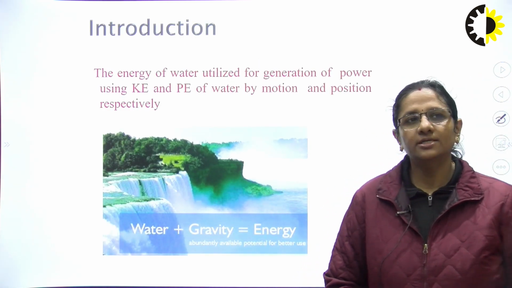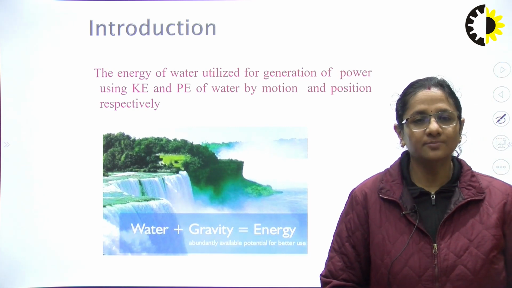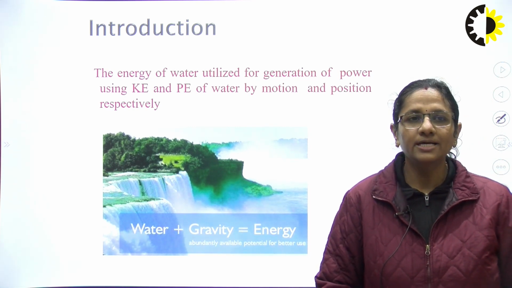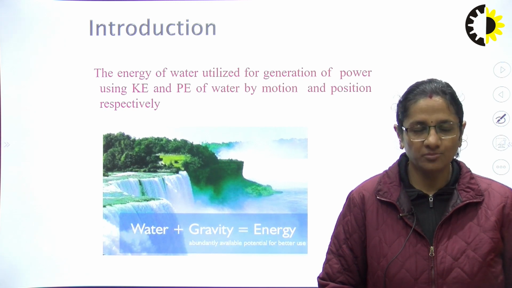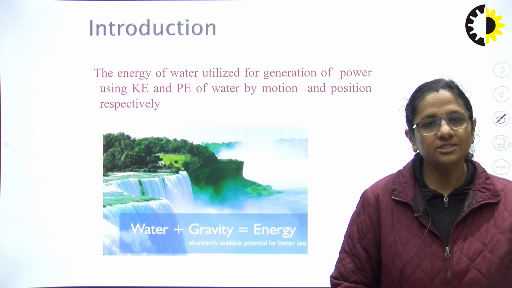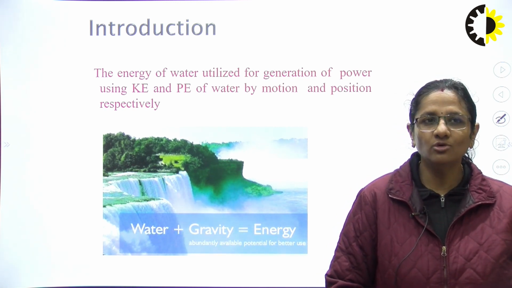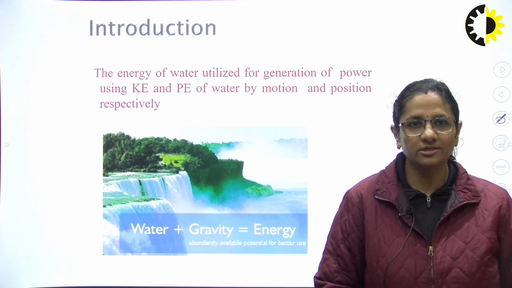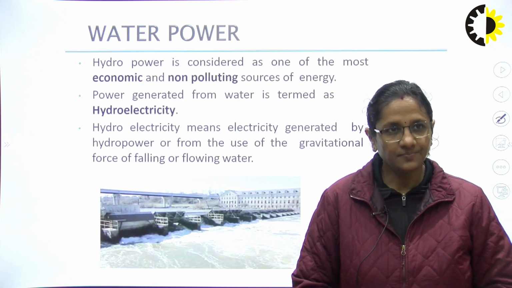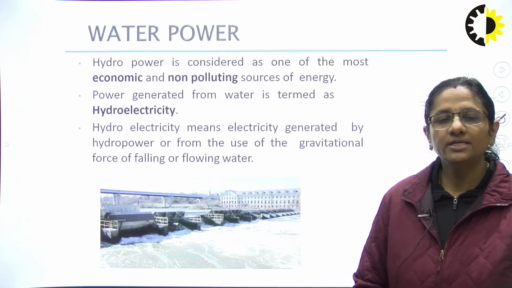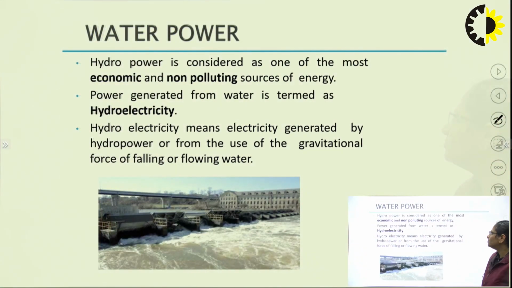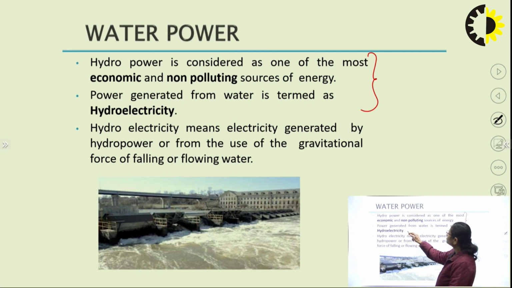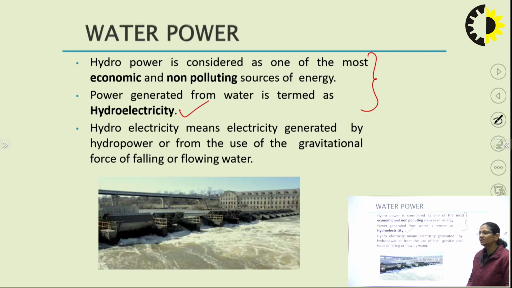Starting with the hydroelectric power plant. In hydroelectric power plants, the energy of water is utilized for generation of power using the kinetic energy and potential energy of the water which is in motion and holding a certain position or head. Hydropower is considered as one of the most economic and non-polluting sources of energy. The power generated from water is said to be the hydroelectricity.